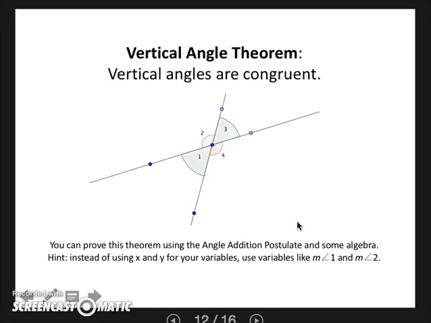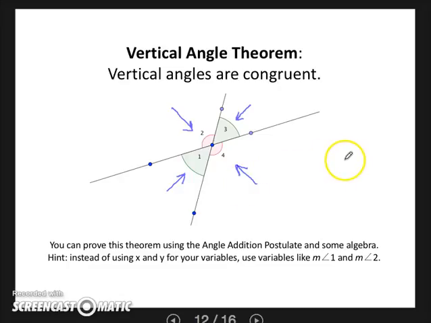The vertical angle theorem says that vertical angles are congruent. In other words, this angle is congruent to this angle. I've labeled them differently in this diagram, apologies for that. And this angle is congruent to this angle. Not all four angles are congruent. Only the green pair is congruent here, and the red pair is congruent here.